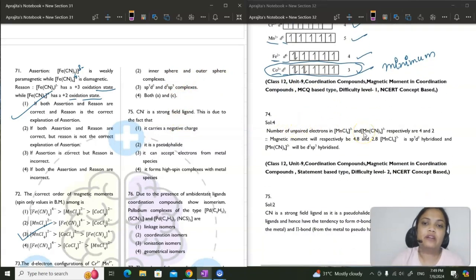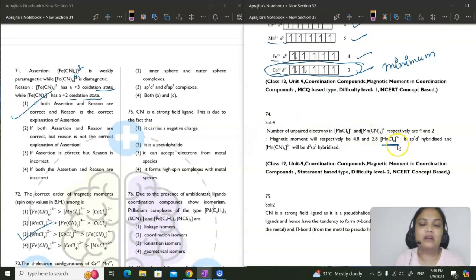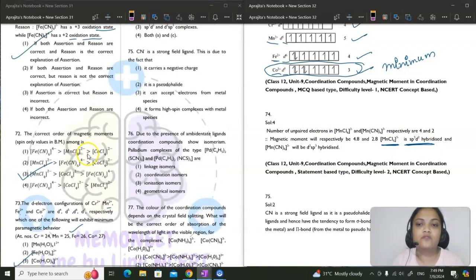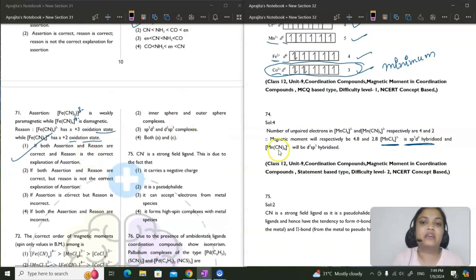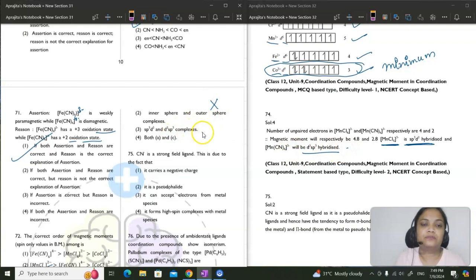Okay, so if I talk about MnCl6 minus, it is sp3d2 hybridized, which means it's an outer sphere complex, and Mn(CN)6 3 minus is inner, so this is wrong, and this one is correct. sp3d2 and d2sp3, so both A and C are correct.